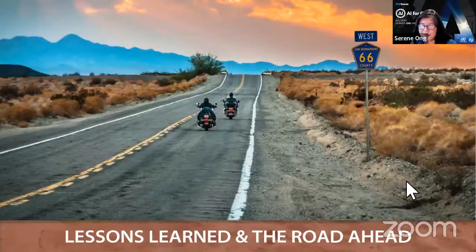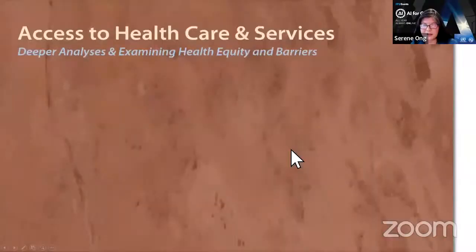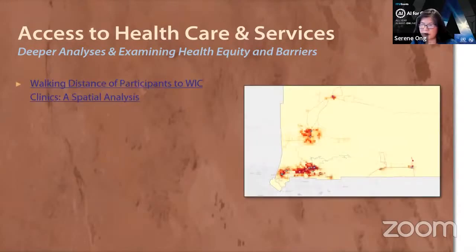Some of our work that went beyond visualizations and field applications were where we looked at health equity and access to our services. For the Women, Infant, and Children program, the WIC program, we mapped the WIC clinics, and we also created a density map of where these program participants lived. We also looked at the distance they would have to walk to take public transportation, as most would likely not have access to private transportation.